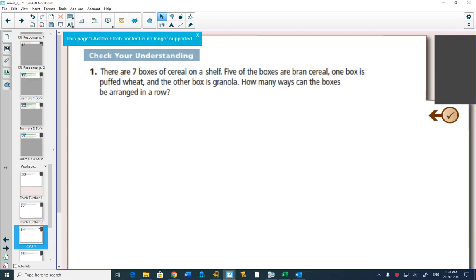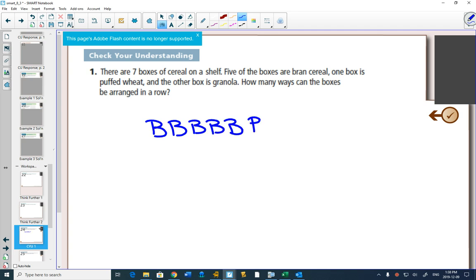But in this one, we recognize that 5 of the boxes are bran cereal. We have 5 that are the same. If we wanted to show this using letters, this would be like B, B, B, B, B, puffed wheat, granola.